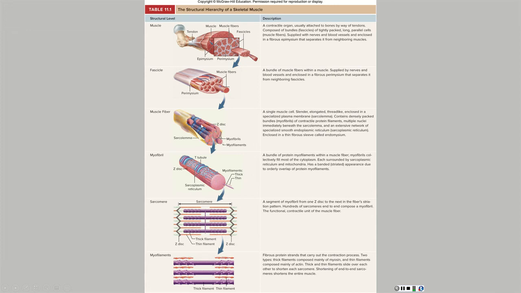Myofibrils collected together are inside of a muscle fiber, which is surrounded by its plasma membrane, the sarcolemma, surrounded by an endomysium. Many muscle fibers together, collected as a fascicle, surrounded by a perimysium, and many fascicles together make a muscle, the organ, surrounded by an epimysium. So we can see each one of these units is just collected together to make the next level up.